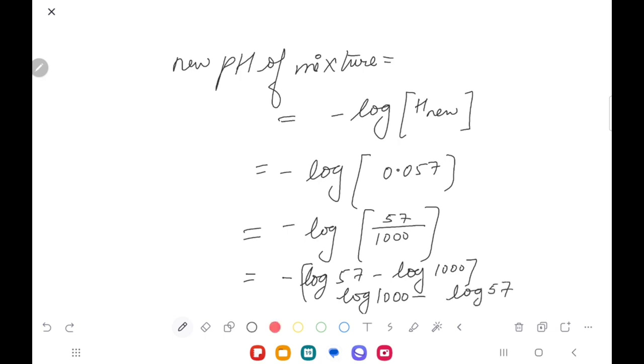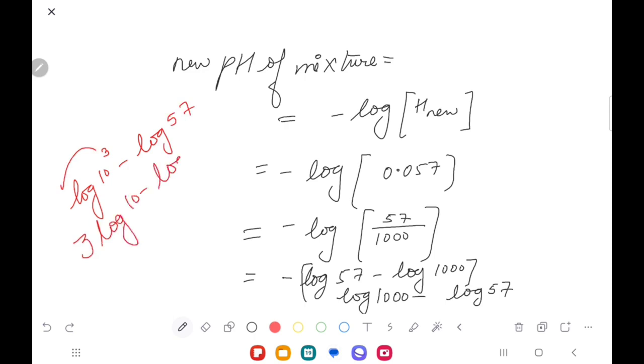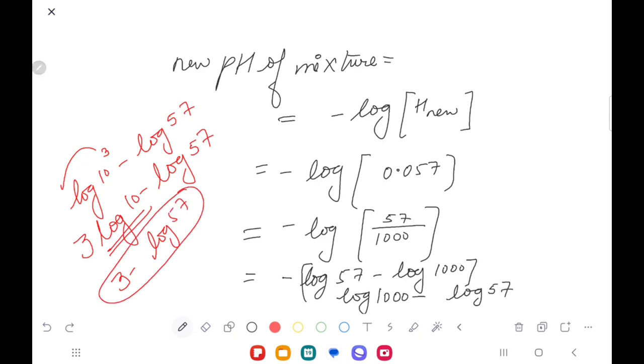So log 1000 is going to become what? Log 10 cube minus log 57. So that is going to become 3 times log 10 minus log 57. And log 10 is 1. So basically 3 minus log 57. If you can just calculate log 57 and subtract, that is the new pH for the mixture. Understood or not?